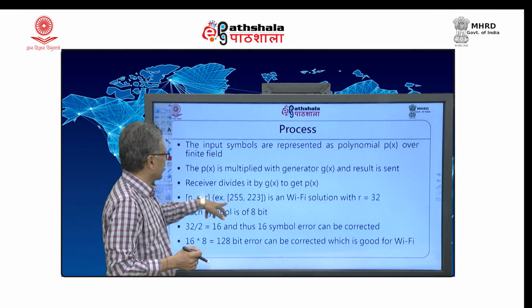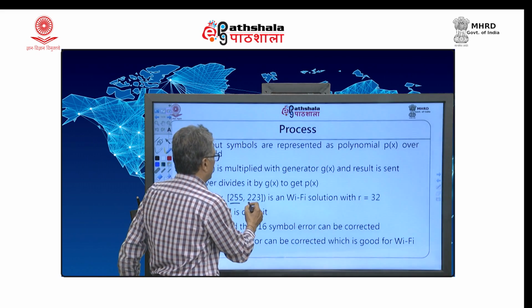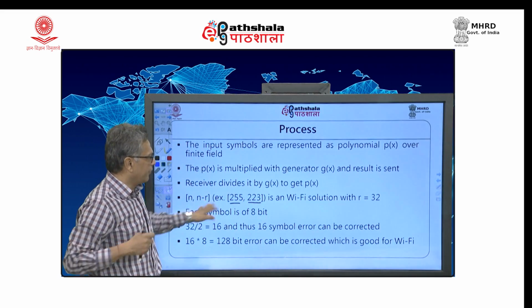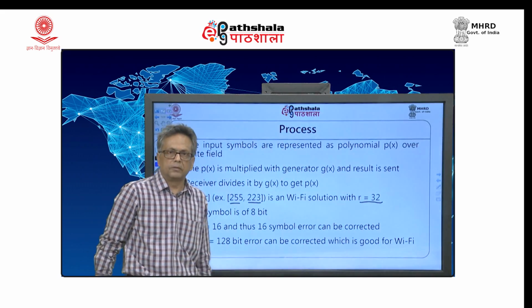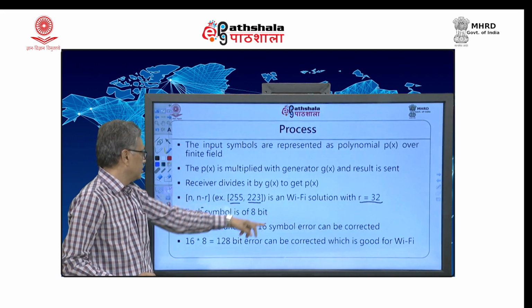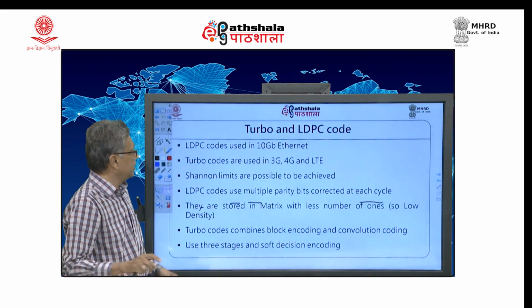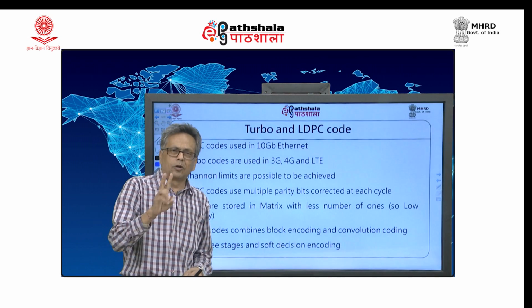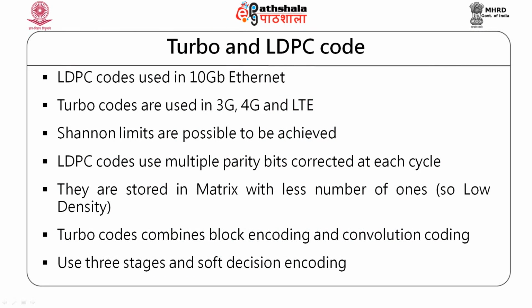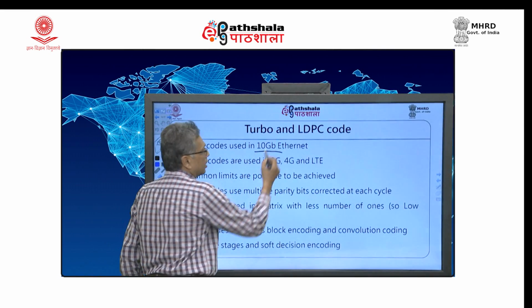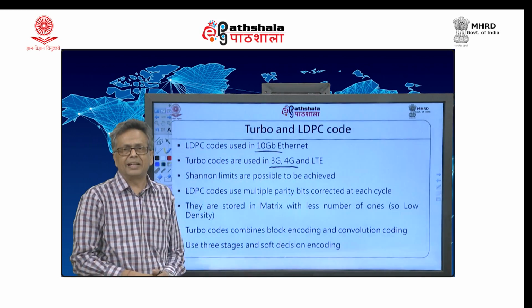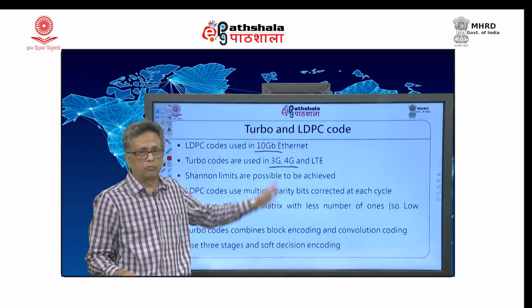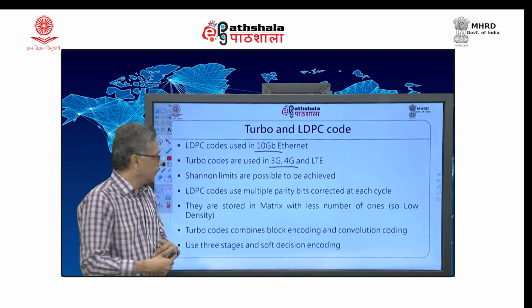Okay. And there is a typical code which I was talking about, called the 255,223 code. Okay, it is a Wi-Fi solution, used with 802.11, where the R value is 32 symbols. That means it can catch 128 bit errors. Okay, that is what I was talking about. Two more codes which are getting more popular. One is called LDPC. LDPC is used in 10 gigabit Ethernet, and turbo codes are used in 2G, 3G, 4G and LTE codes. Now, you can see that they are quite recent, they are more AI like.